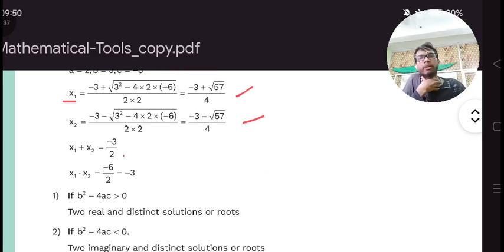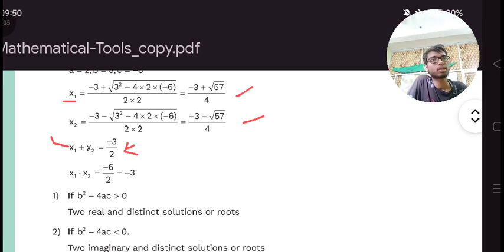Next we have x1 plus x2. We are adding this and this. After adding this and this, you are saying that the sum of the two zeros is how much? Minus 3 upon 2. This is what we are saying over here.